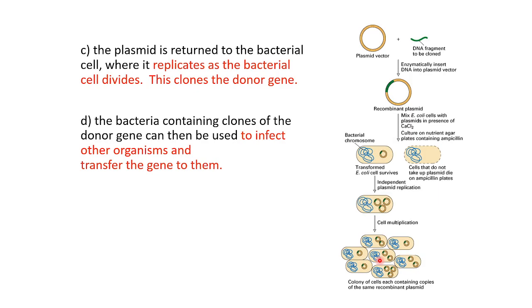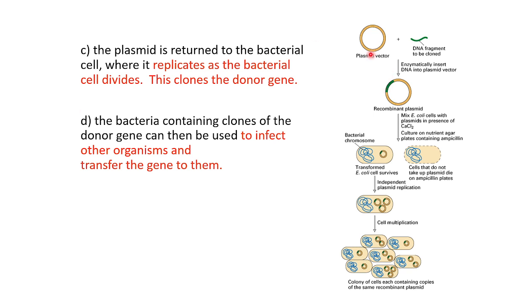And after that, the plasmid is returned to the bacterial cell, where it replicates as the bacterial cell divides. Now this clones the donor gene, and the bacteria containing these clones of the donor gene can be used to infect other organisms and transfer the gene to them.